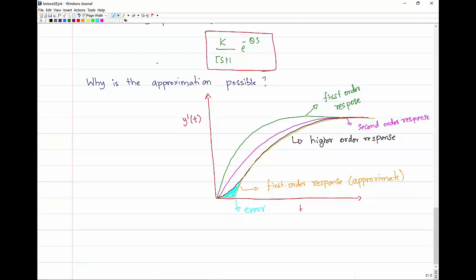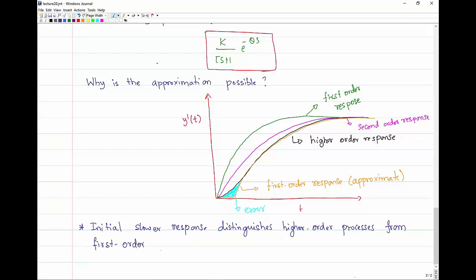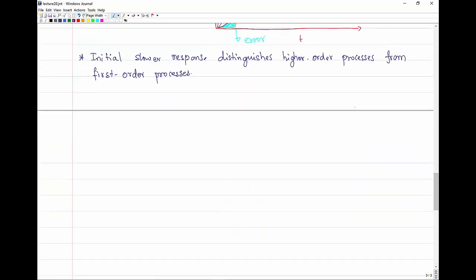This is obviously an approximation, therefore there is going to be certain error in the initial stages. There is going to be error throughout, but more in the initial stages. The initial slower response distinguishes higher-order processes from first-order processes. And therefore, it's possible to approximate the higher-order transfer function with a delay followed by a first-order response.